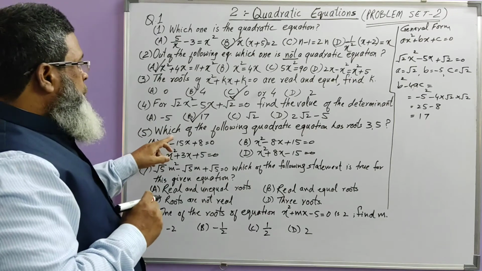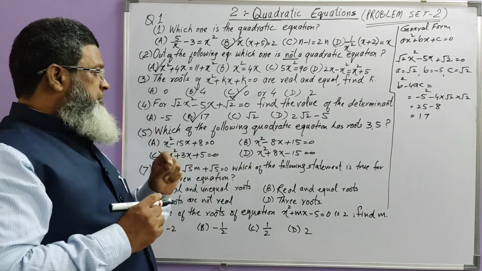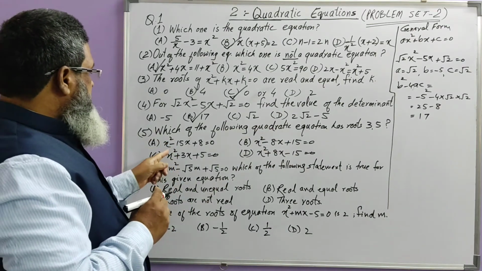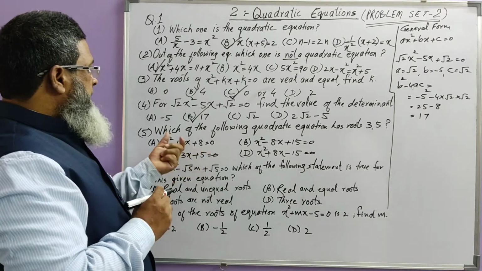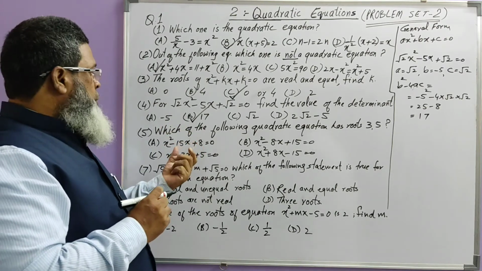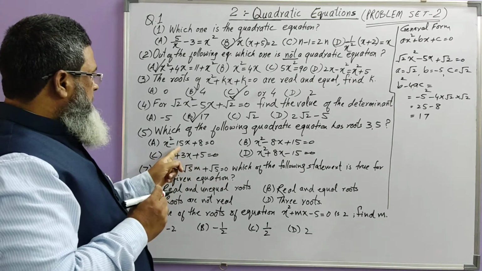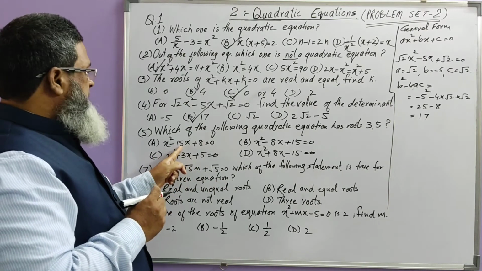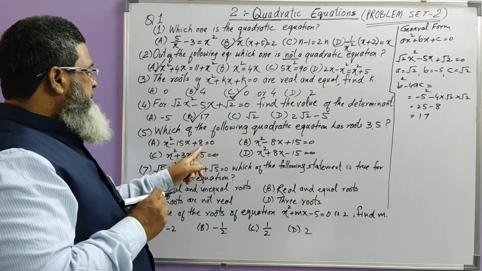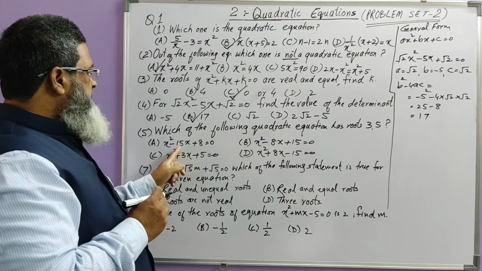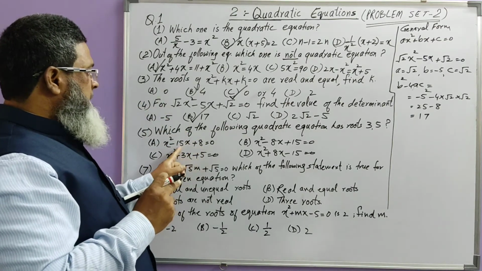In question 5, which of the following quadratic equation has roots 3 and 5? Just check. If you see here, x square minus 15x plus 8 is equal to 0. By splitting the middle term, I have explained in my previous lecture also, you have to split the middle term in two parts such that their multiplication should be multiplication of first and last. Means you have to split minus 15 in two parts. Multiplication of two parts comes to 8. It is not possible here.